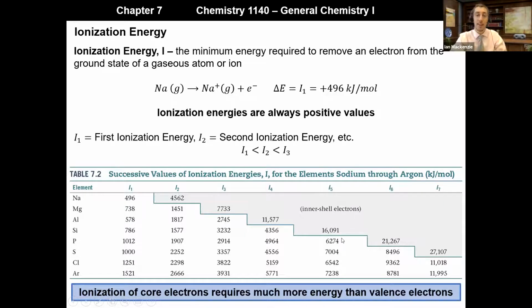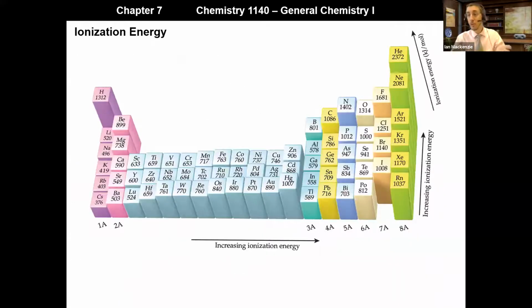But then that 6th ionization energy, after we've removed all 5 of the valence electrons, now we need to remove a core electron. That requires significantly more energy. So that's something important to keep in mind as we talk about ionization energies. There are also trends to ionization energies, similar to trends in atomic size.